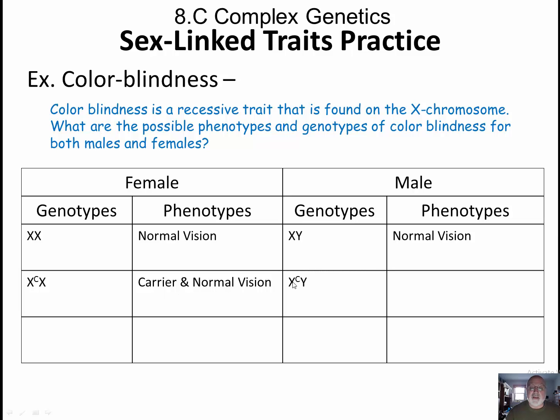And if we do this one, we have an X chromosome that's faulty, and we don't have another one. This guy is going to be colorblind. And if we do this one, we get a bad X from mom and dad, and this female will be colorblind.